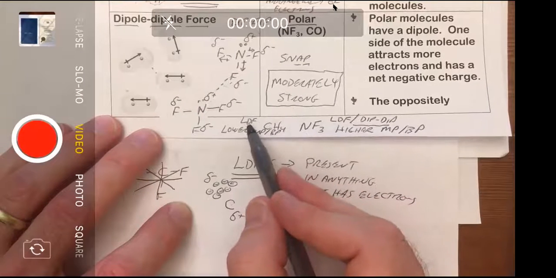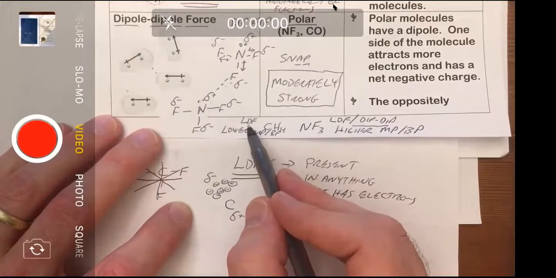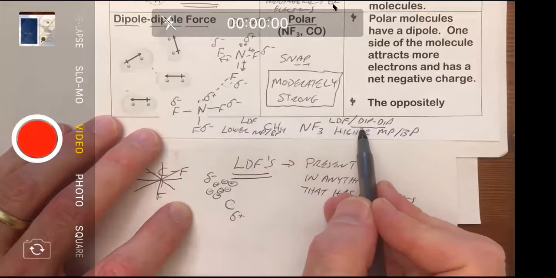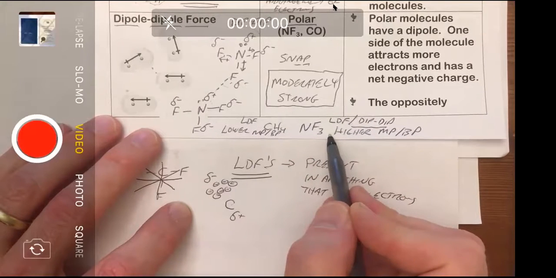This guy, the only game in town, the only forces that are interacting here are LDFs. So you kind of do a comparison. This one only has LDFs. This one has LDFs and dipole-dipole, right? Since dipole-dipole is stronger, this is why it has higher melting points and boiling points.